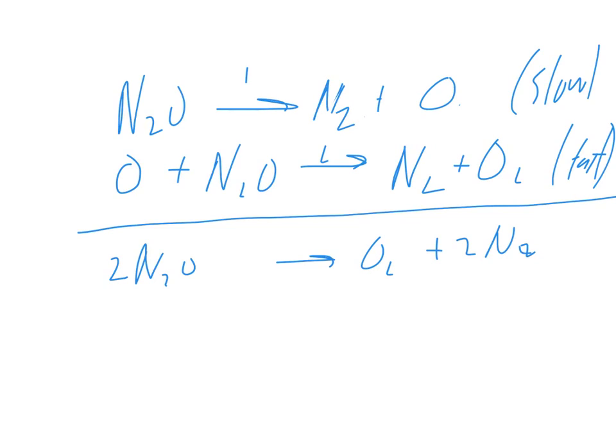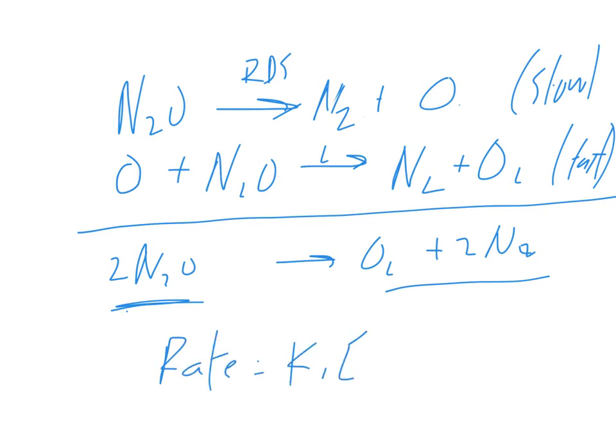Well, since the first step is the slow step, this is the rate determining step. So therefore, the speed of this reaction pretty much determines the speed of the overall reaction down here. So the rate law for this overall reaction is basically the rate law for the first step. And so the first step pretty much is determined by the concentration of N2O. So the rate law for the first step would equal the K for the first step times the concentration of N2O raised to the first power. And this is also the rate law for the overall reaction.